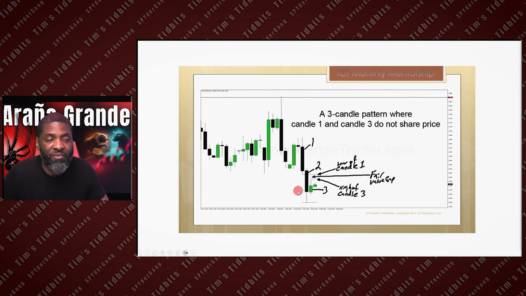And remember, whenever you hear me call a fair value gap by the time, like if I say the 1030 fair value gap, it's always based off of candle 2, the candle in which the gap resides. It's always named after candle 2, the one where the gap resides.